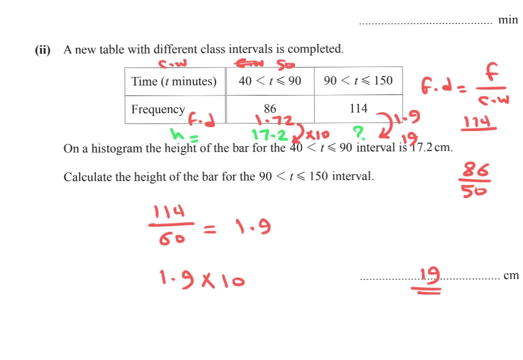So the vertical height of the histogram is represented by the frequency density, or is proportional to the frequency density. Now the height is the frequency density multiplied by 10. So we need to find the frequency density for the other interval, then multiply by 10. 1.9 times 10 is 19.